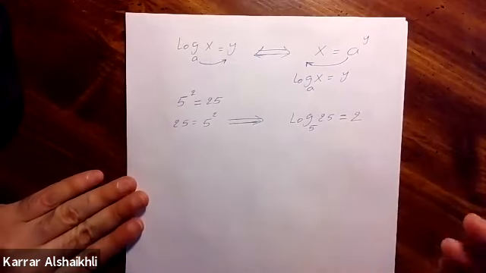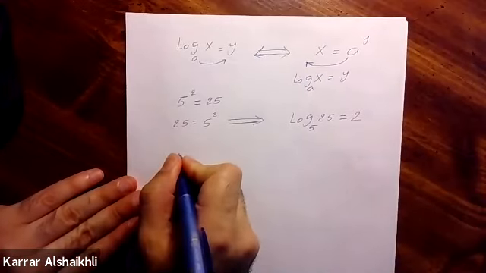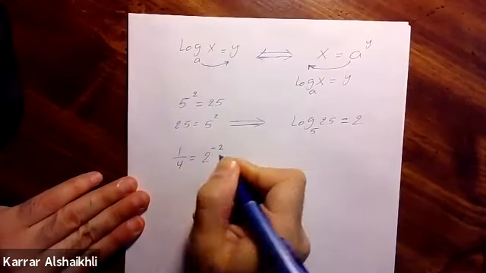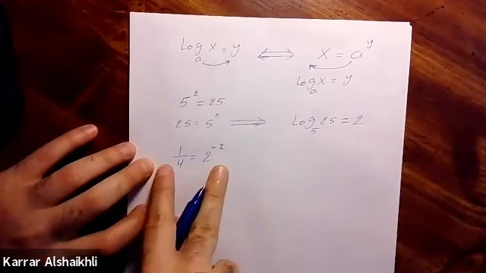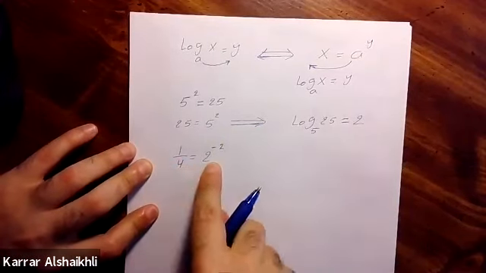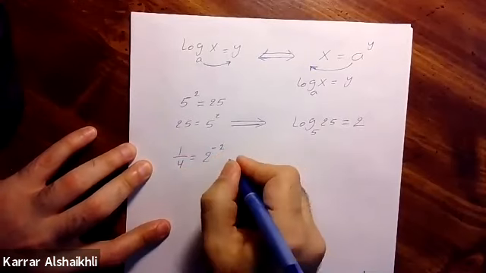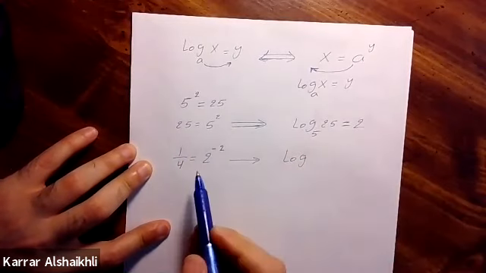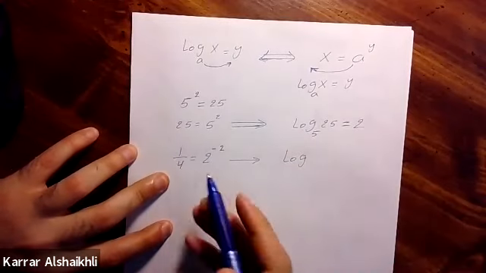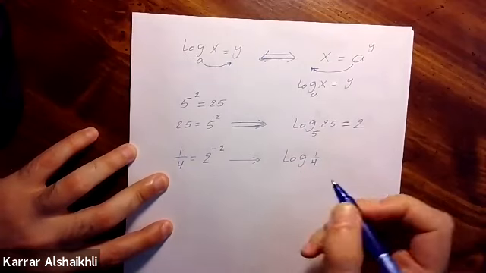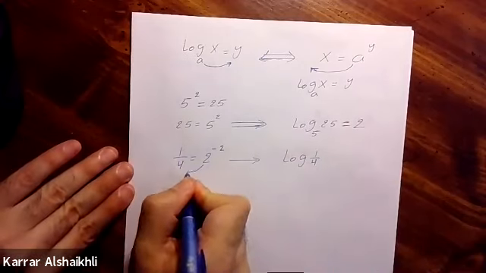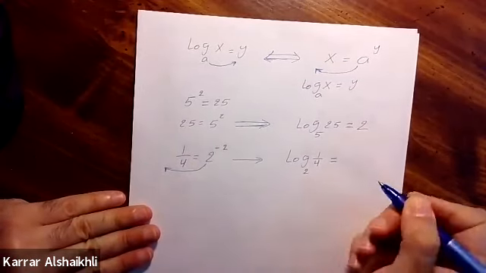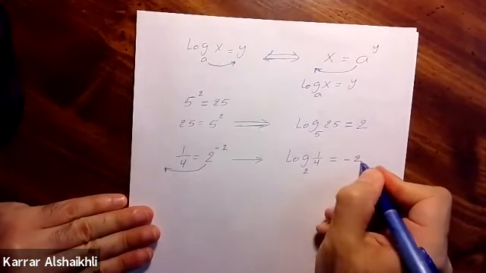Let's do another example. If you have 1/4 equal 2 to the negative 2. The same process. This is the x, this is the a, this is the y. To write down the log form, here's the log. The base, where is the base? This is the x. I'm going to write down the x here. Write down the base by bringing back the 2 to the other side. So here is the 2. Here's the equal sign, and the leftover is negative 2.